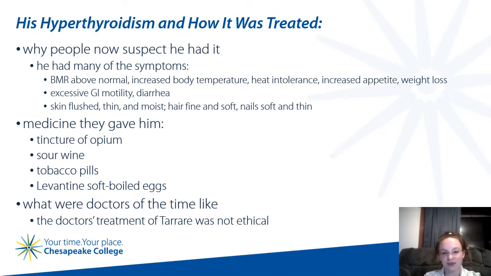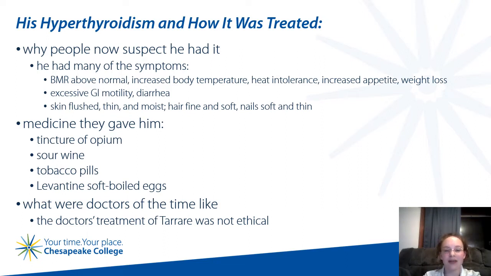Back in the day, they had no diagnosis for Tarare, except the old "he is possessed" shtick, and now doctors suspect that he had hyperthyroidism due to him having so many of the symptoms. His BMR was above normal, so he was always hungry. His body temperature was above normal, so his skin was flushed and he had an intolerance for heat. He had diarrhea, his hair was fine, and his nails were thin.